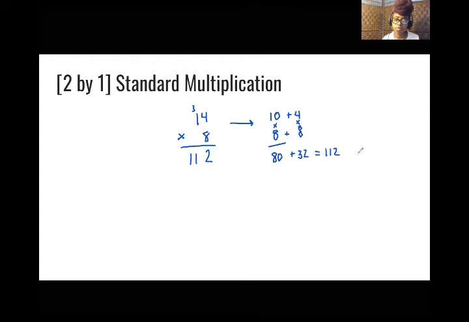All right, so that's why we have carried our 3 over, because 8 times 4 is 32. And our ones place goes down, but our 30 we have to add to our 10 that we have here, okay? Which is what we did down here. When we did 8 times 10 is 80, and then we added the 30 plus the 2. And that gave us 112.